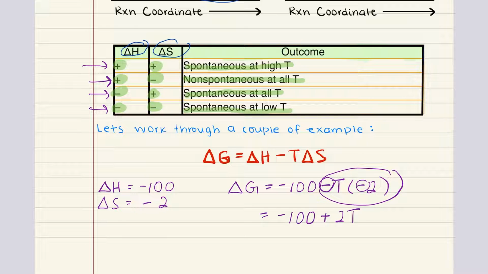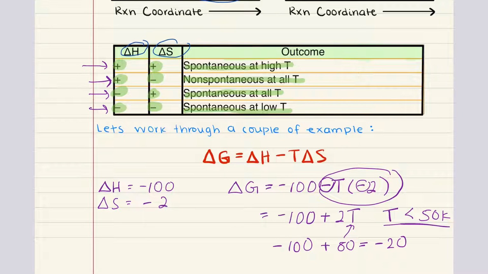If we want delta G to be negative, then T needs to be a small value. Specifically for this problem, T needs to be less than 50 Kelvin. If T is 40, then we have negative 100 plus 80, and this will give us negative 20, which is a negative value for delta G, so the reaction is spontaneous. In short, when delta H and delta S are both negative, the reaction will be spontaneous when temperature is low.